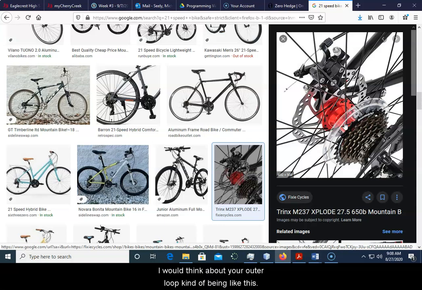So I would think about your outer loop kind of being like this, and then your inner loop spinning and doing everything inside of it. So you do your outer loop once, and then the inner loop does everything inside of it. If you had an outer loop that was to go around 5 times, and your inner loop was to go around 5 times as well, your outer loop would go once, and then your inner loop would go 5 times. Your outer loop would go 2, then your inner loop would go 5 times again.